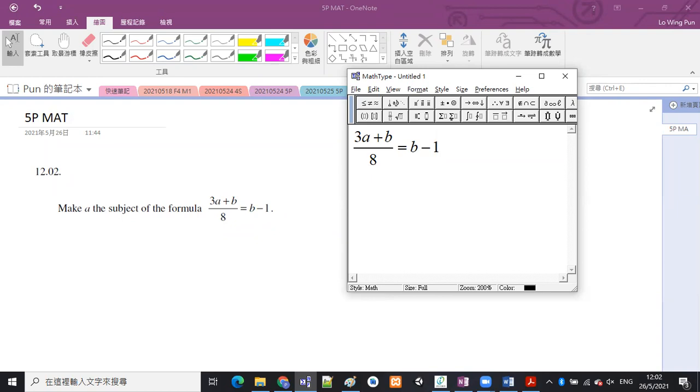Make a the subject of the formula. So I need a to be alone on one side, and the other side should have no a. The first feature I see in this question is that there is a fraction, and I need to cancel out all the fraction. But it is actually not so bad because this fraction is the only fraction on the left hand side. Therefore, I can multiply the 8 to the right hand side directly.